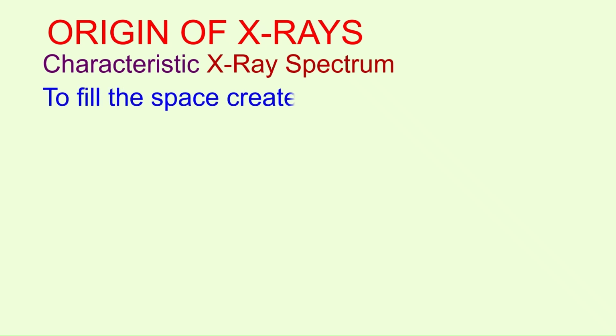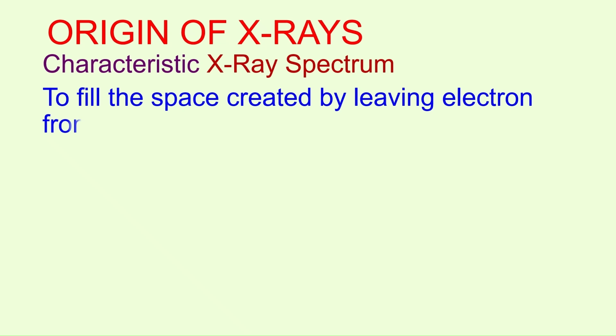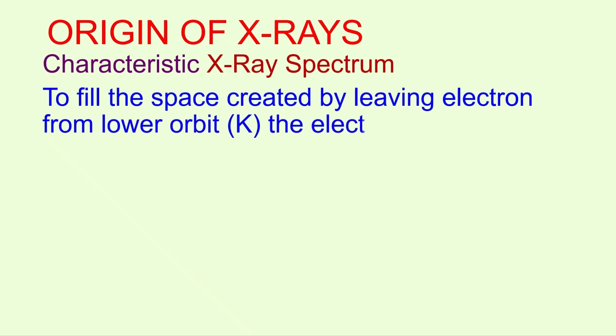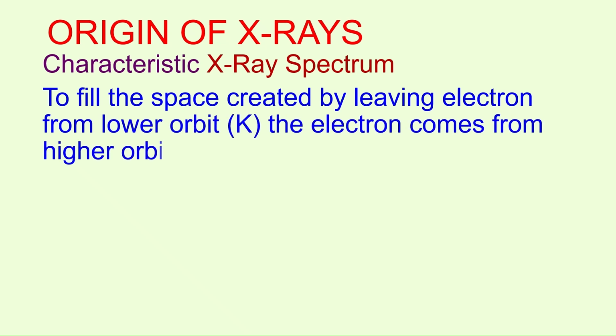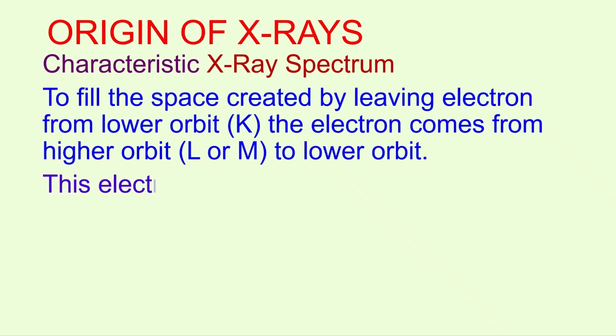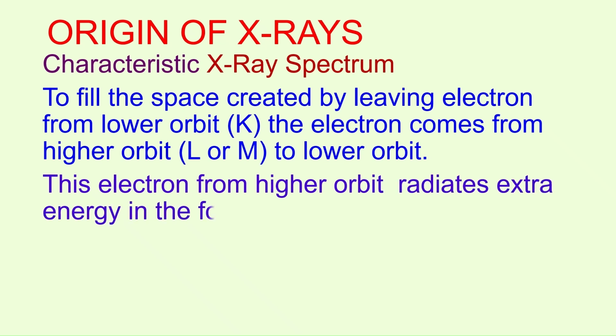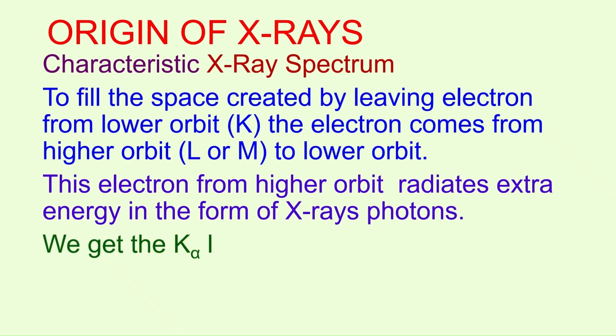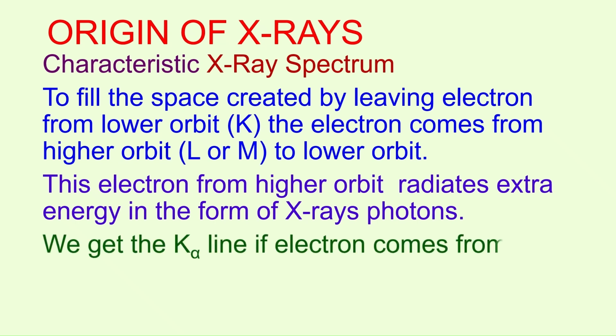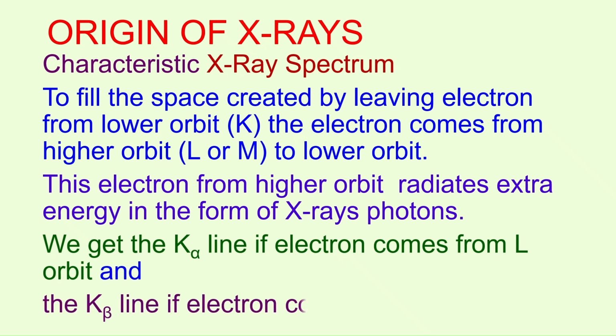To fill the space created by the leaving electron from the lower orbit, K, an electron comes from a higher orbit, L or M, to the lower orbit. This electron from the higher orbit radiates extra energy in the form of X-ray photons. We get the K alpha line if the electron comes from the L orbit, and the K beta line if the electron comes from the M orbit.